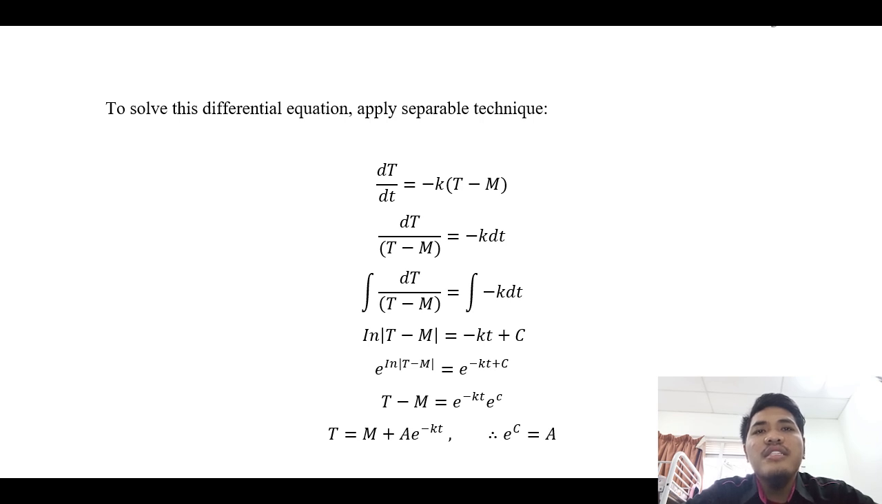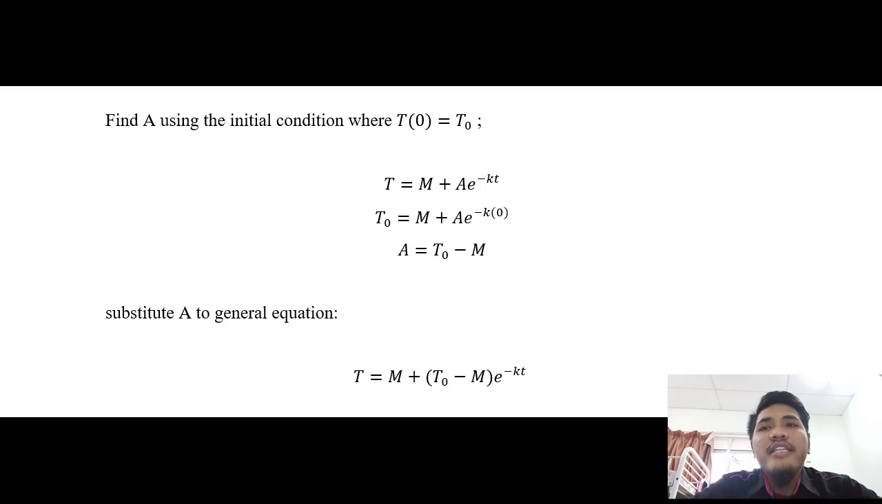which is e^C equal to A, because e^C is a constant and A is a constant. And then we must find A using the initial value problem, which is we can assume that the initial temperature, which is T0, equal to 0.